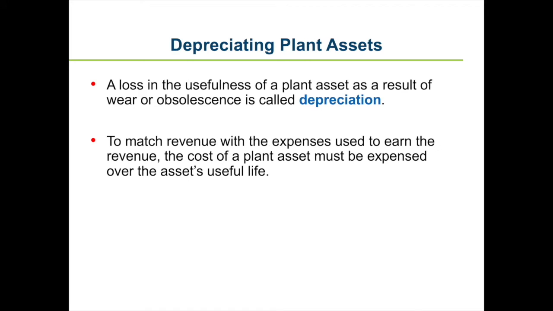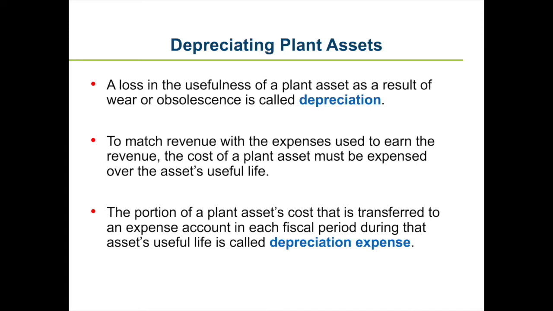To match revenue with expenses used to earn the revenue, the cost of the plant asset must be expensed over the asset's entire useful life. A portion of the plant asset cost is transferred to an expense account in each fiscal period that the asset is used to earn that revenue. And this is the concept of matching expenses with revenue. The portion of the plant asset's cost that is transferred to an expense account in each fiscal period during that asset's useful life is called depreciation expense.